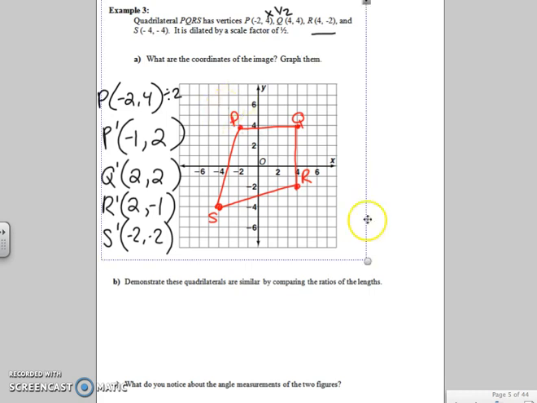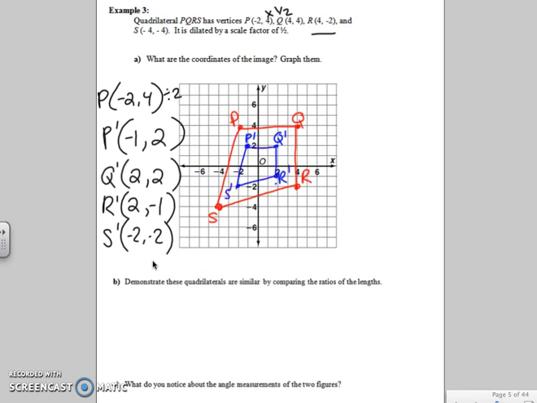So again, you can show your work or you can kind of do it in your head. But once you get these new images, you're now going to graph that, okay? To double check to see if we're right. So P prime was at -1, 2. Q prime was at 2, 2. R prime was at 2, -1. And then -2, -2 is S prime.